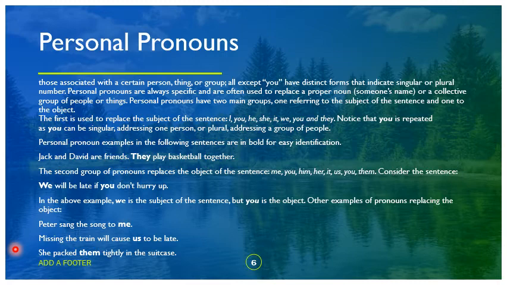Personal pronouns have two main groups, one referring to the subject of the sentence and one to the object. Now here, let me try to remind you a little. So if we are talking about, let me write it here. Please bear patiently if I take a lot of time. I hope I will not take a lot of time while writing this.